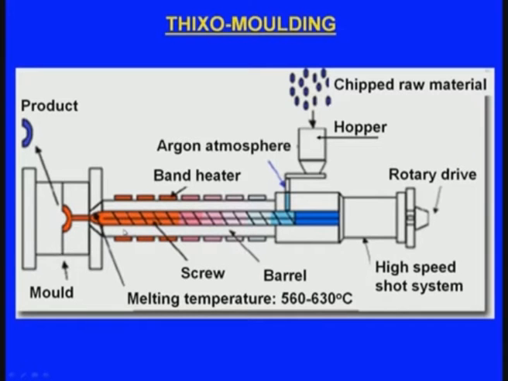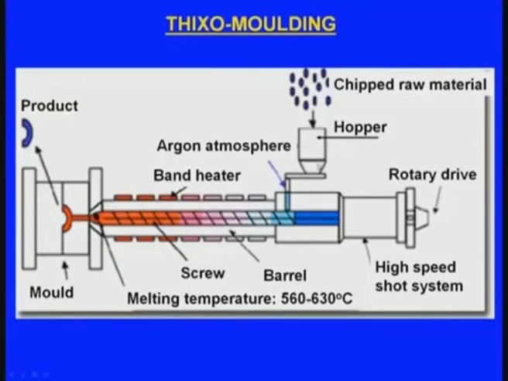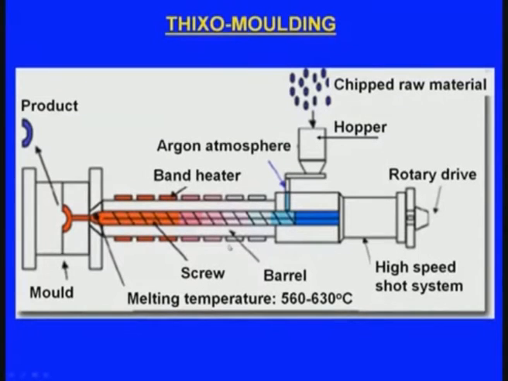Now, the screw will be rotating as the motor is rotating. We feed the magnesium alloy chips into this hopper and they will be going inside the barrel. As the screw is rotating, the chips undergo shearing and finally a slurry is formed, and because it is heated, you see it will be heated between 560 to 630 degrees centigrade.